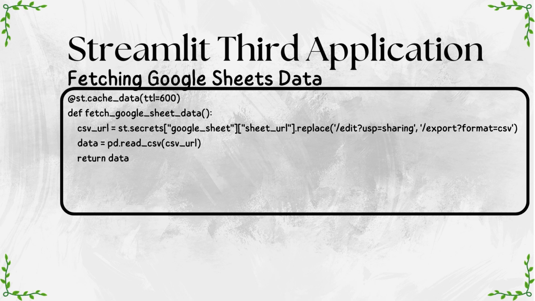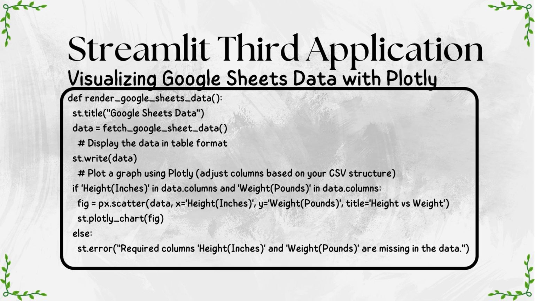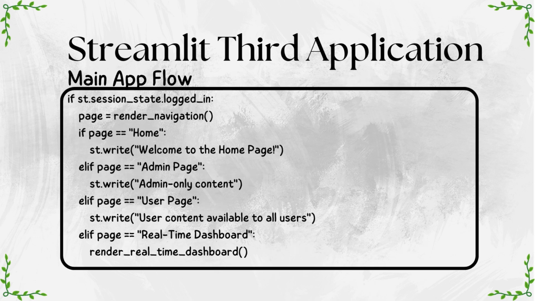We fetch and display data from a public Google Sheet. Instead of using an API, we convert the Google Sheet URL into a CSV format and load the data using pandas, also using data cache. We're using a TTL value of 600 seconds. Once we have the data from the Google Sheet, we can visualize it using Plotly. The main app flow uses the user session to check if the user is logged in. If so, it renders the appropriate navigation and pages.